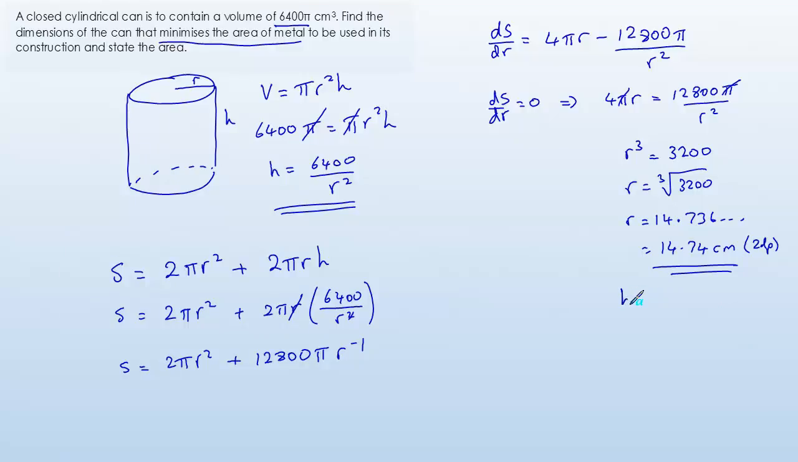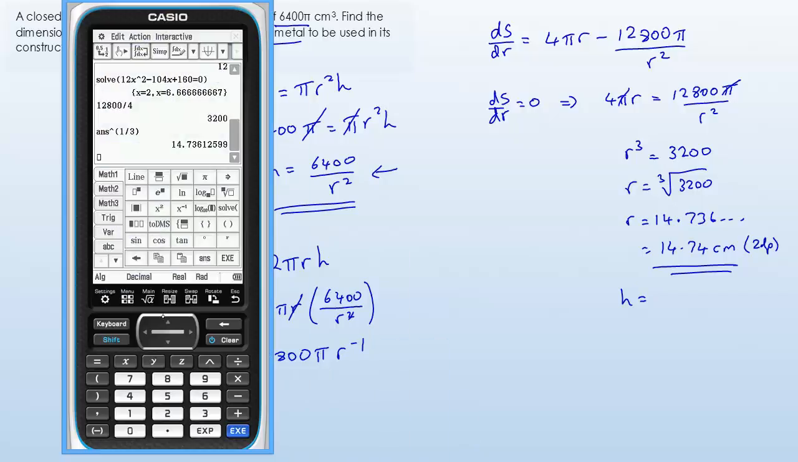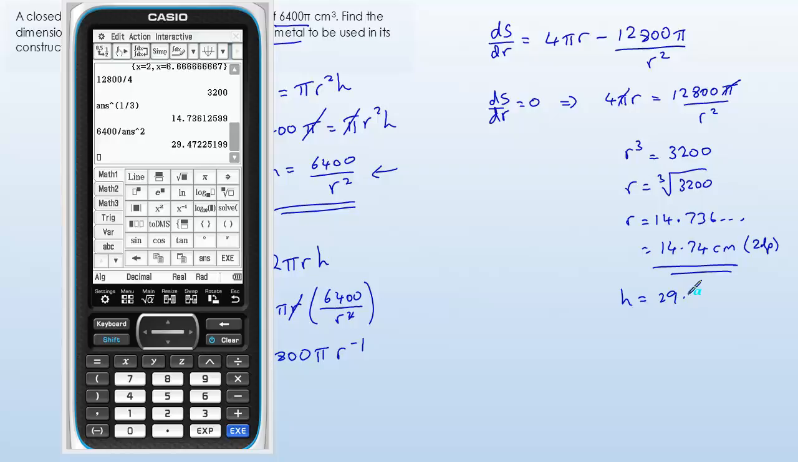So we can now find h from here. So we're going to have 6,400 divided by the last answer squared. So that would make that 29.47, correct to 2dp.